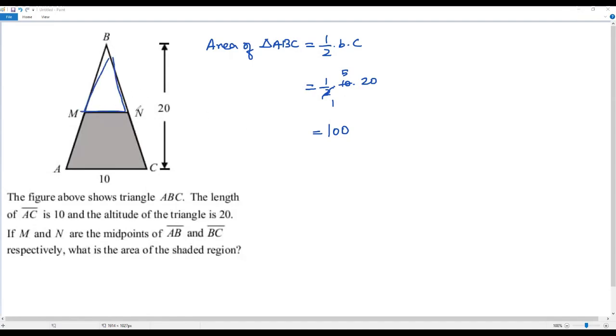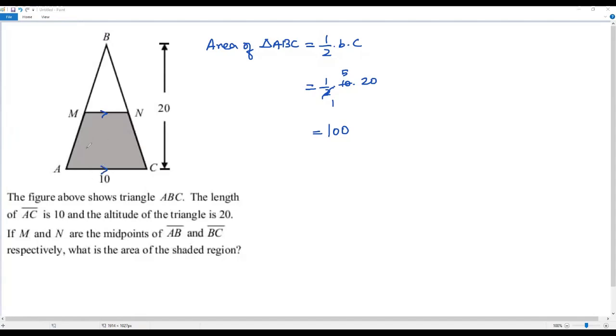Here the question says that M and N are the midpoints of the sides AB and BC of the triangle. Since M and N are the midpoints of the two sides AB and BC, this MN is the mid segment of the triangle. Since MN is the mid segment of the triangle, it is parallel to the side AC of the triangle. So clearly MN and AC are parallel.